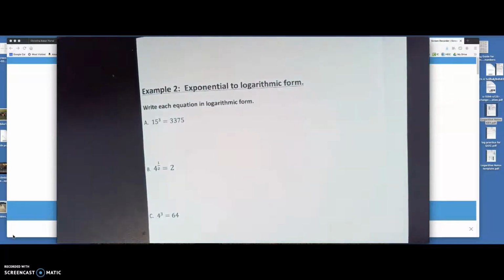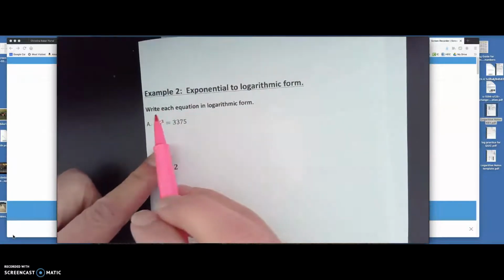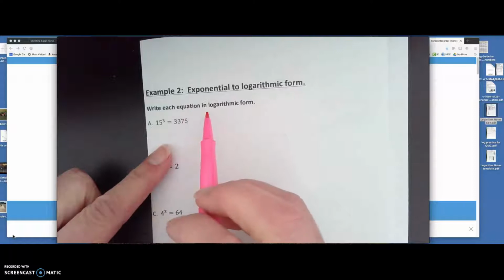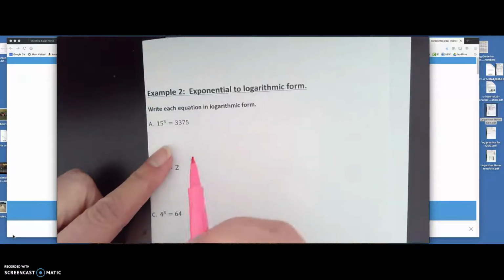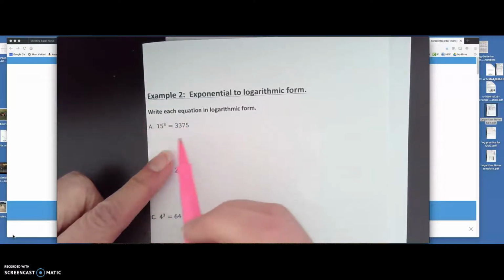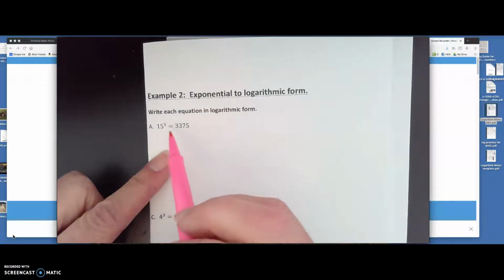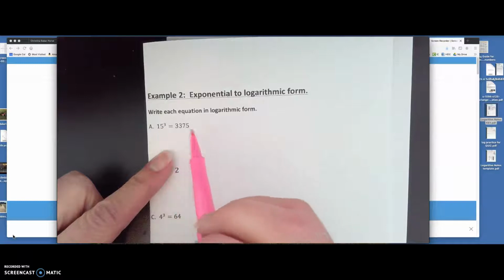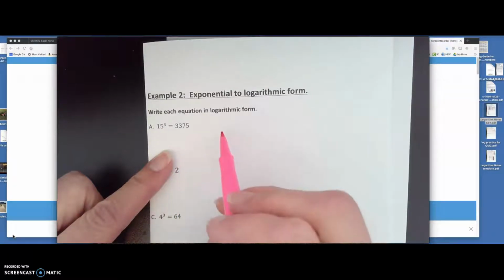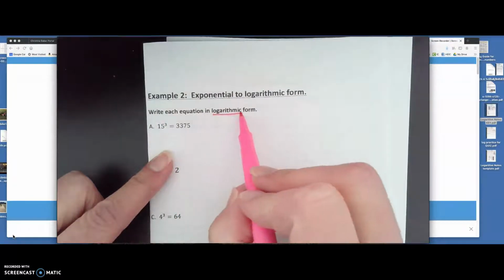All right, so in reading the directions, it just says we're going to write each equation in logarithmic form. Okay, so right now we can identify the fact that it's already in an exponent, so it's in exponential form, and we're just going to translate that into the other form that we learned, which was logarithmic.